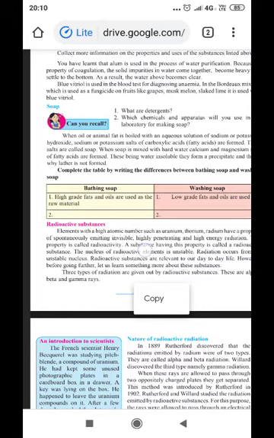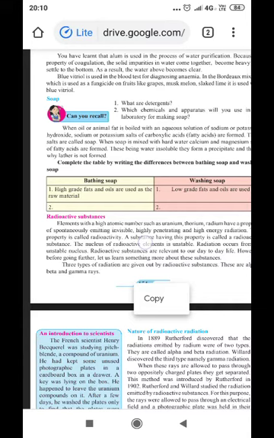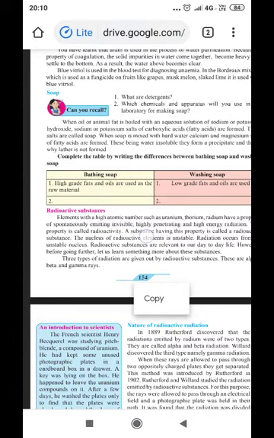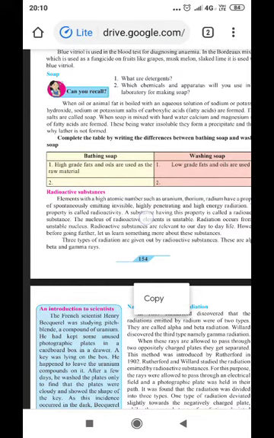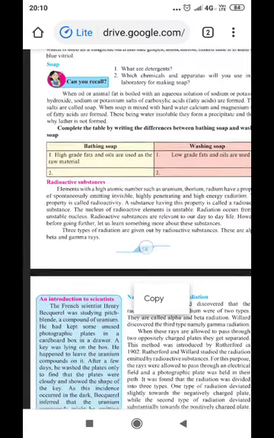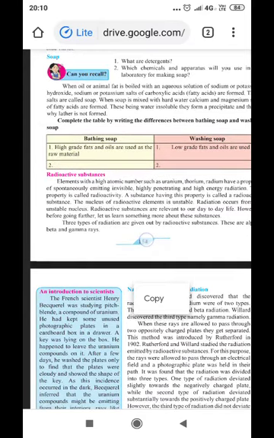Soap. What are detergents? Detergents can be in the form of cake or powder, which is used for washing clothes. Which chemicals and apparatus will you use in the laboratory for making soap? Oil is used, and then sodium hydroxide, caustic soda. When oil or animal fat is boiled with aqueous solution of sodium or potassium hydroxide, sodium or potassium salts of carboxylic acids are formed. These salts are called soap. When soap is mixed with hard water, calcium and magnesium salts of fatty acids are formed. Being water insoluble, they form a precipitate, and that is why lather is not formed.